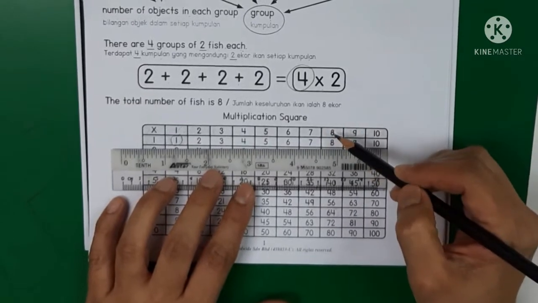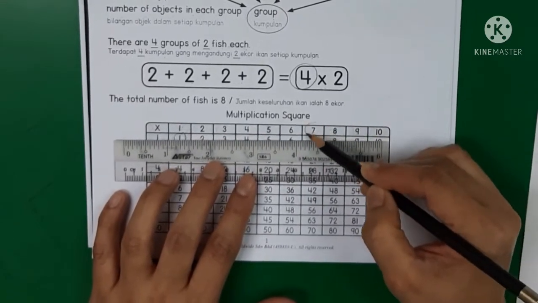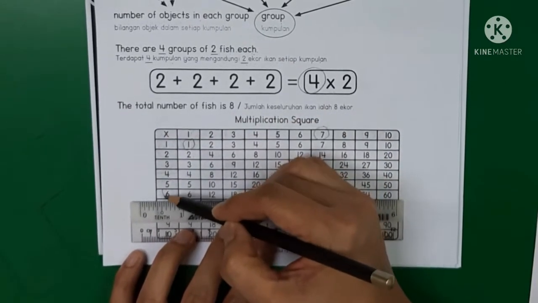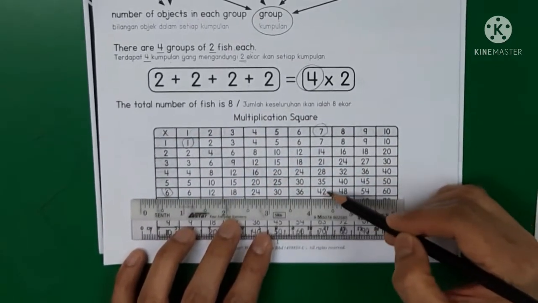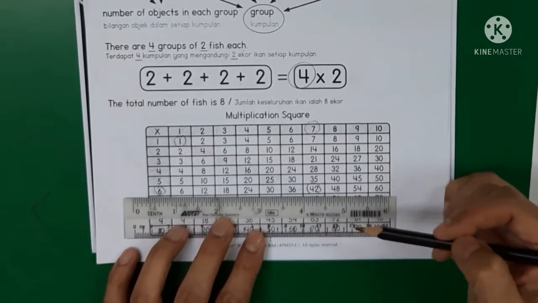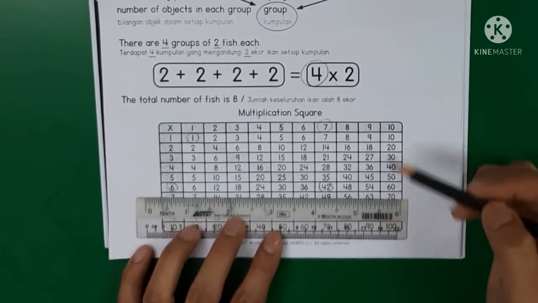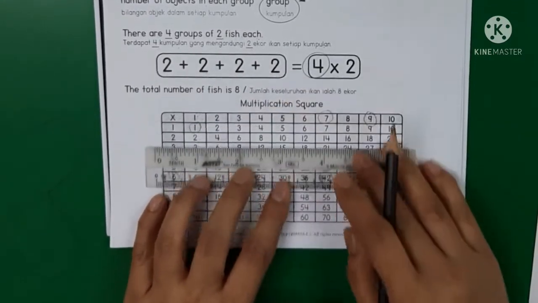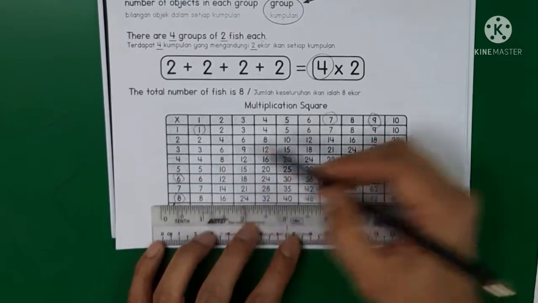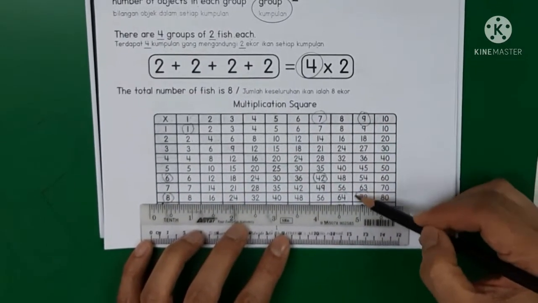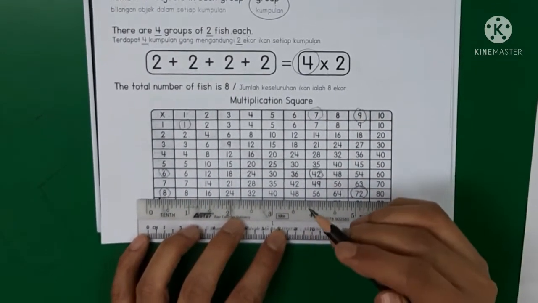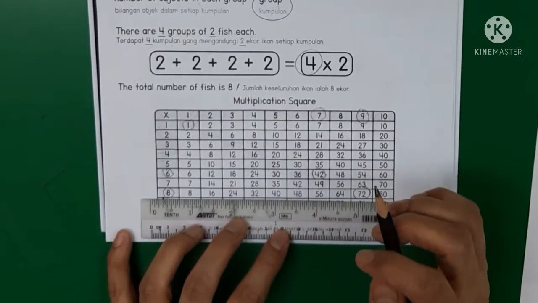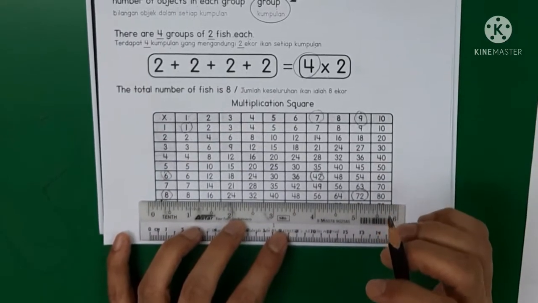Another example, 7 times 6 equals to 42. Another example, 9 times 8 equals to 72. But now, let's learn the basic understanding of multiplication.